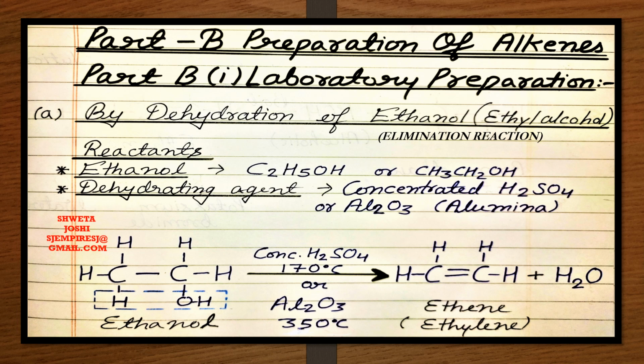If we are taking concentrated H2SO4, that is sulfuric acid, as our dehydrating agent, in that case we have to maintain temperature around 170 degrees Celsius. And if we are taking alumina as our dehydrating agent, in that case we have to maintain temperature around 350 degrees Celsius. So upon reacting ethanol with dehydrating agent, water will be removed and ethene, which is commonly known as ethylene, will be formed.